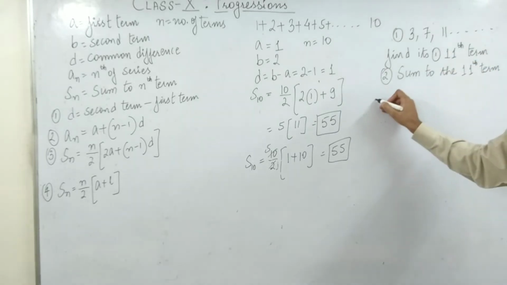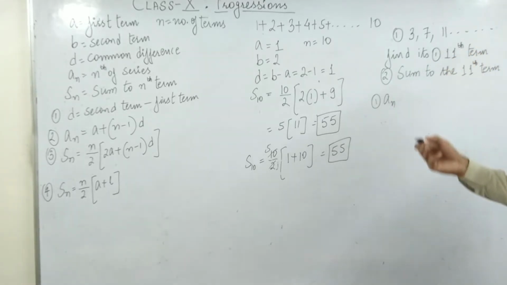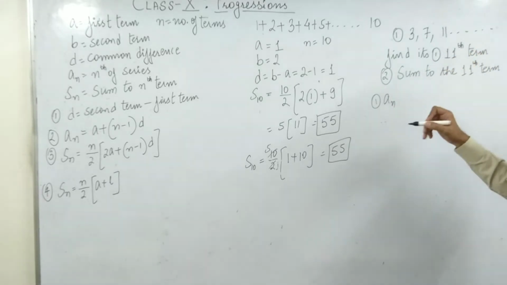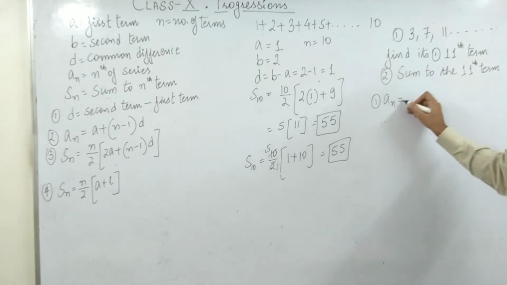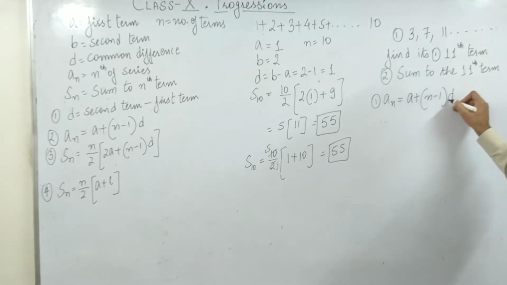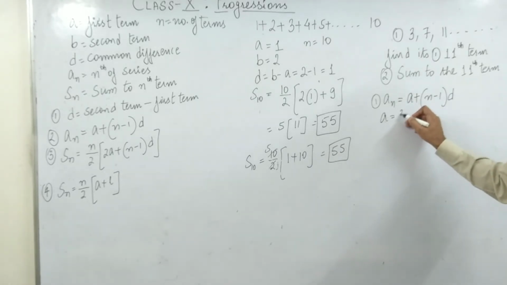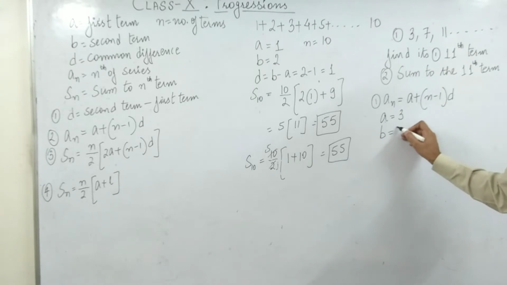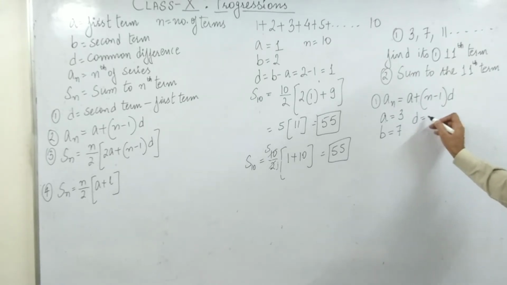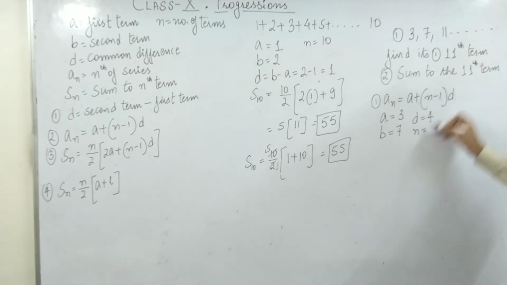So for the first question, मुझे मालूम है, मेरे पास में फॉर्मूला क्या है, मुझे an निकालना है क्योंकि मुझे 11th term फाइंड करनी है. So since I need to find out the 11th term of the series, an should be equal to a plus n minus 1 into d. So यहाँ पर a should be equal to 3, b should be equal to 7, d should be equal to 7 minus 3, which comes out as 4. Then comes n, which comes out as 11.